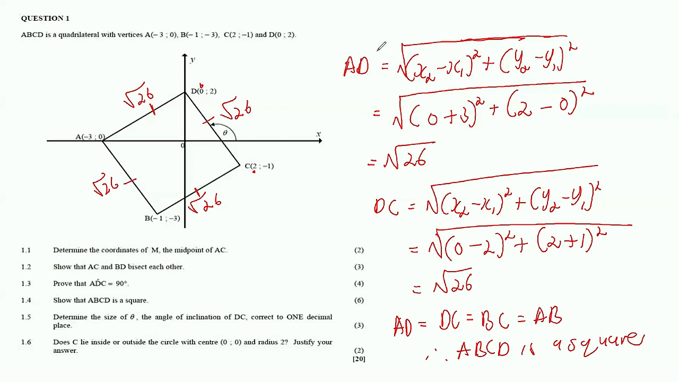Let's proceed. So we have 1.5 says determine the size of theta, the angle of inclination, right? One thing about the angle of inclination, you must always note that whenever we are calculating our angle of inclination in maths, it always takes the anti-clockwise direction. So it's always from the x-axis and then to that specific line. And then the way we get the angle of inclination is always using this formula here, tan theta. So also another formula to note, tan theta is equal to m.